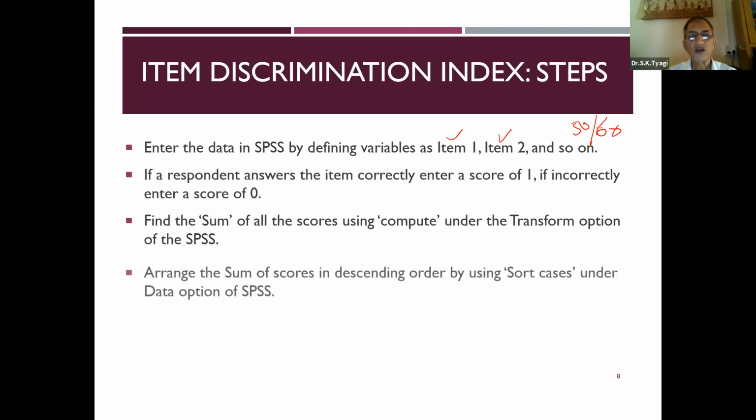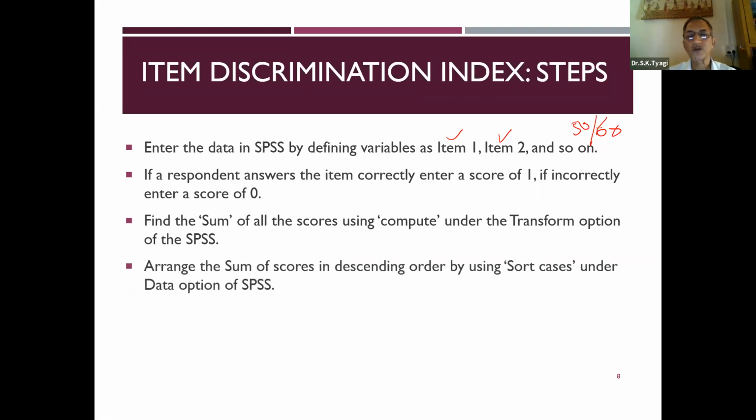Then once we have the total scores, we arrange them in descending order, the maximum score on the top and the lowest score on the bottom. This can also be done using SPSS. We will use the sort cases command under the data option of SPSS.